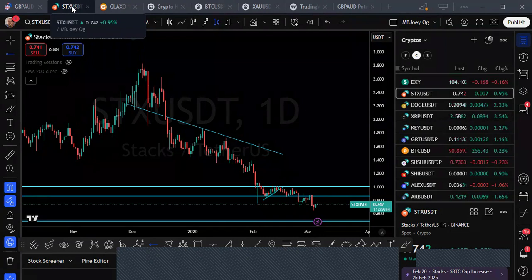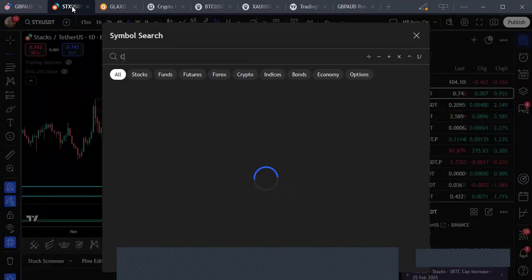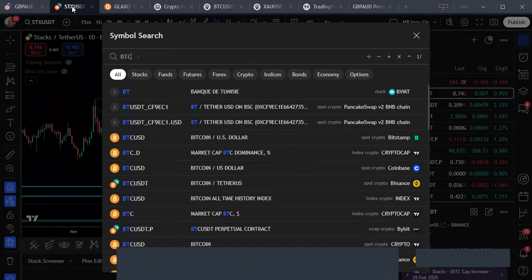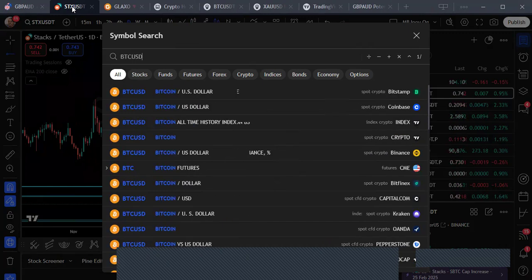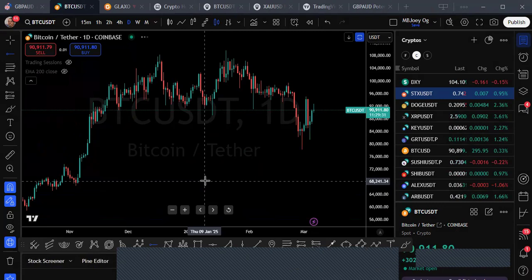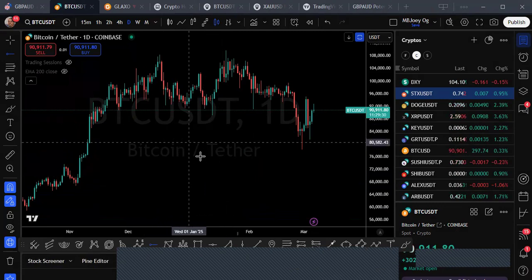So the first one we'll look at as an example would be, let's say, Bitcoin, the most popular of them all. Bitcoin, BTC, USDT. So let's take a look at Bitcoin and how Bitcoin had been doing.